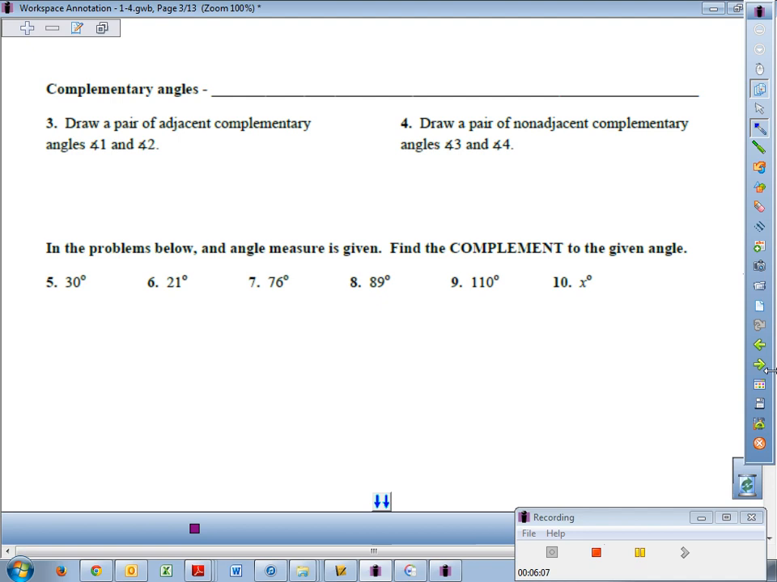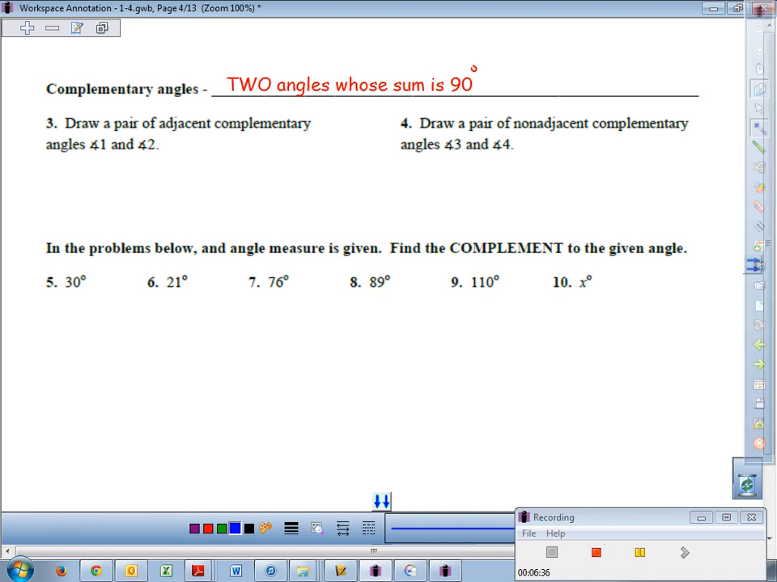Complementary angles. You heard of that before? Complementary, supplementary, you heard of those two words? What does complementary mean to you? Yes. Complementary, the two angles whose sum is 90 degrees. Two angles. Notice how I put that in all capital letters, because that was important. It's only two angles whose sum is 90 degrees. So let's draw a pair of adjacent, so they've got to be touching each other, right? Complementary angles 1 and 2.